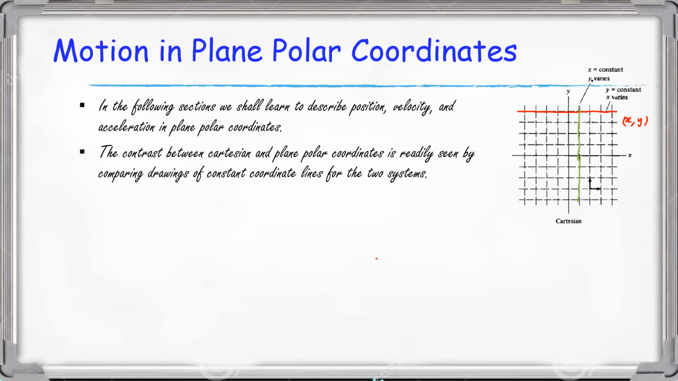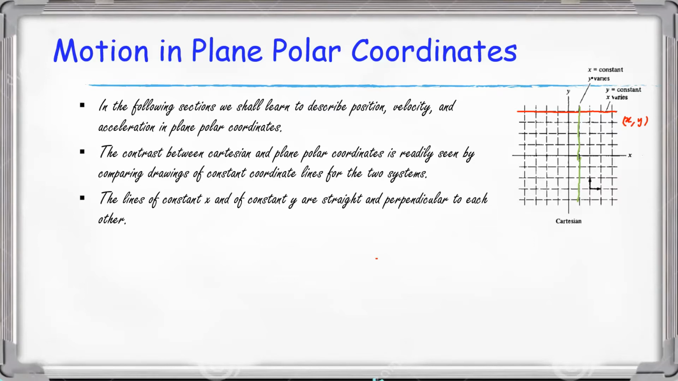And from the figure it is clear that the lines of constant x and constant y are straight lines and they are perpendicular to each other. Can you see it? They are perpendicular to each other.